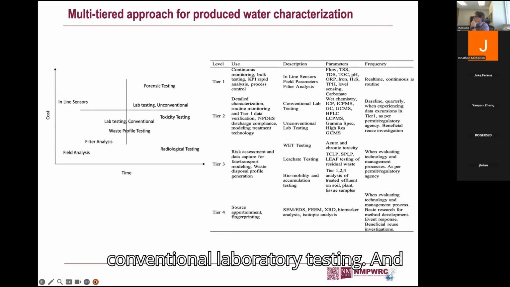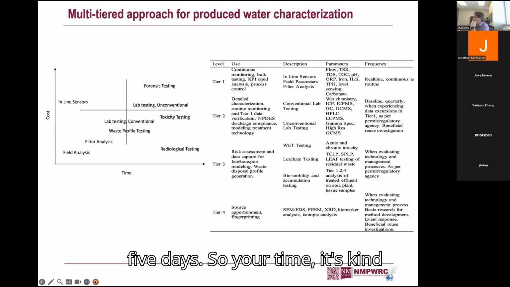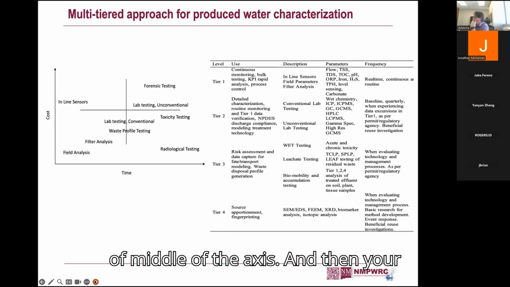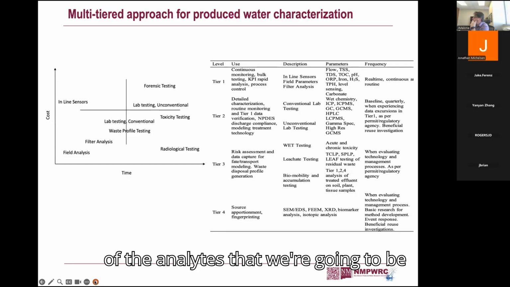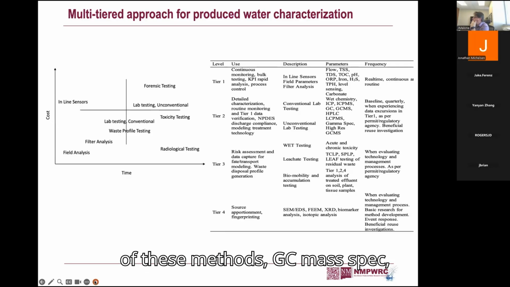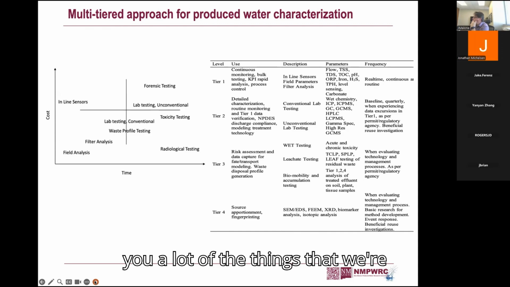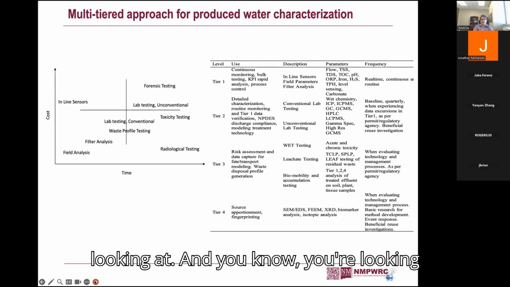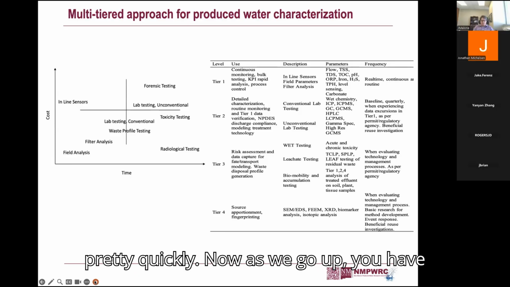Then you have your conventional laboratory testing, and most labs now can do things in 5 days. So your time is kind of middle of the axis, and then your cost. The majority of the analytes that we're going to be looking at, we can get through a handful of these methods: GC mass spec, ICP, ICP-MS. That's going to give you a lot of the things that we're looking at, and you're looking at maybe $500. So it's not super expensive, and you can get it pretty quickly.